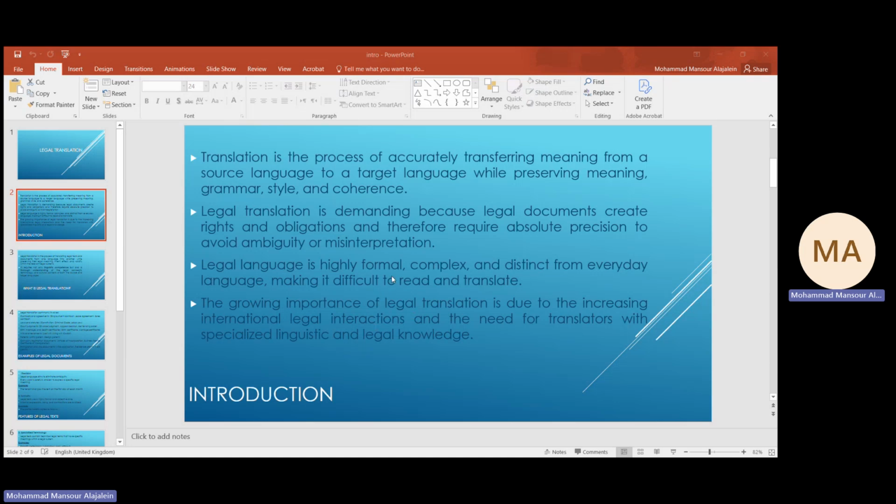So why is legal translation important here? Because globalization and cooperation between countries, between nations, increase the demand for legal translation, so that countries can cooperate in trade, immigration, education, and international law.